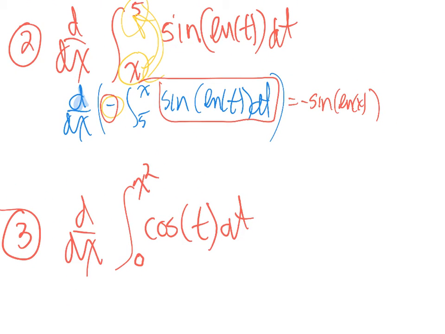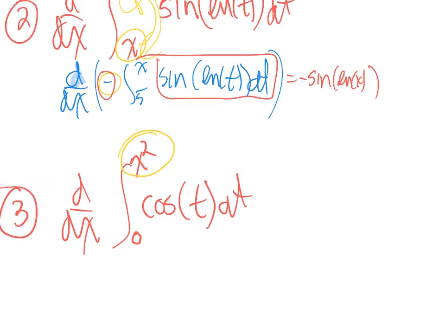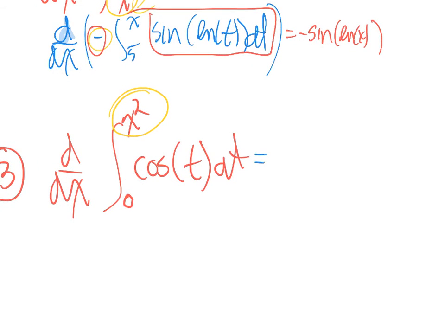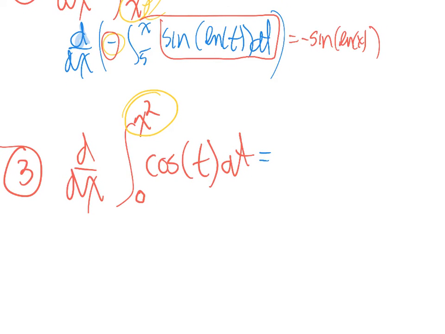What happens if this isn't just x? Okay, and you're going to see here, it does change things a little bit. So for this one here, what is the integral of cos t? Well, the integral of cos t is sine t. So sine of t evaluated between x squared and 0.